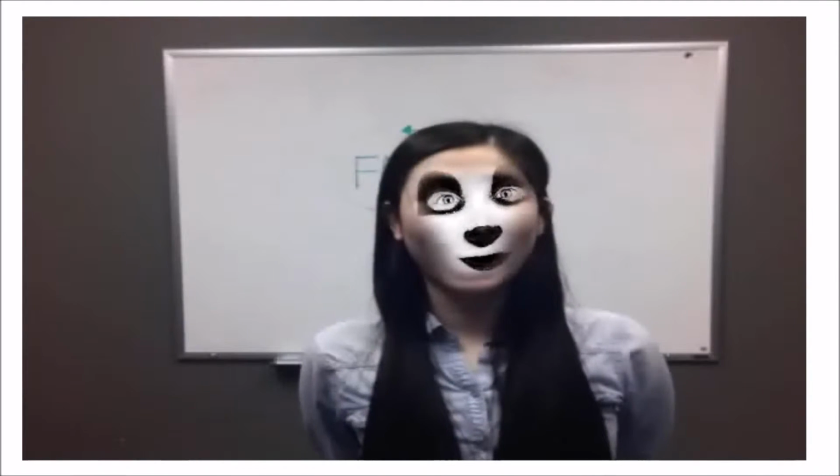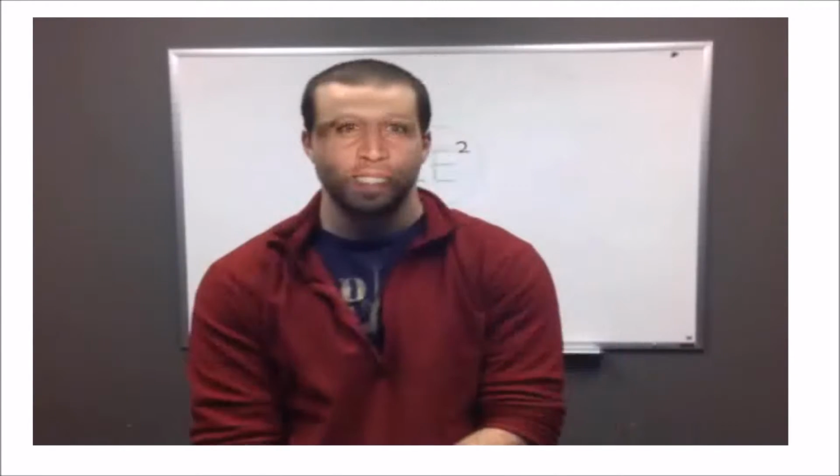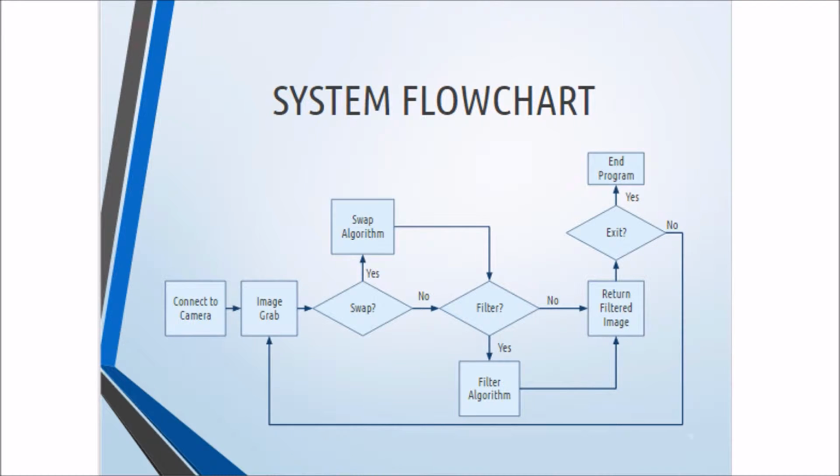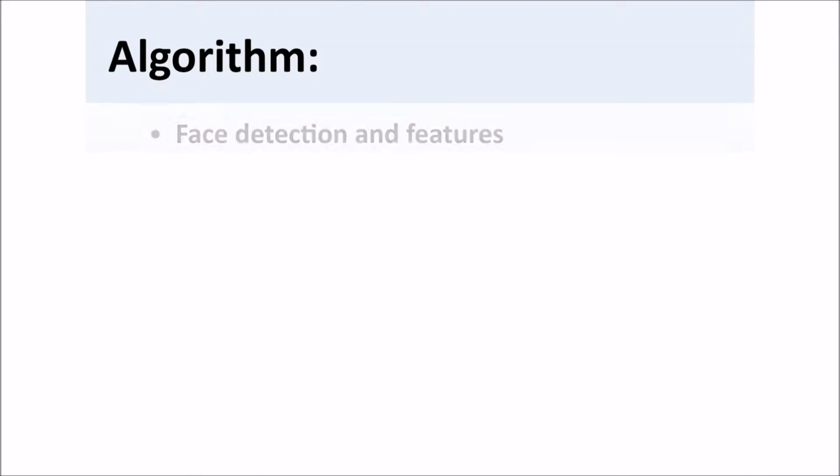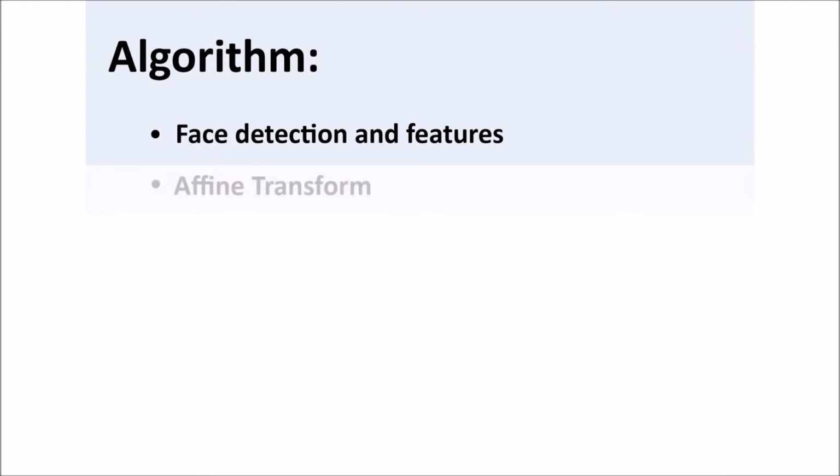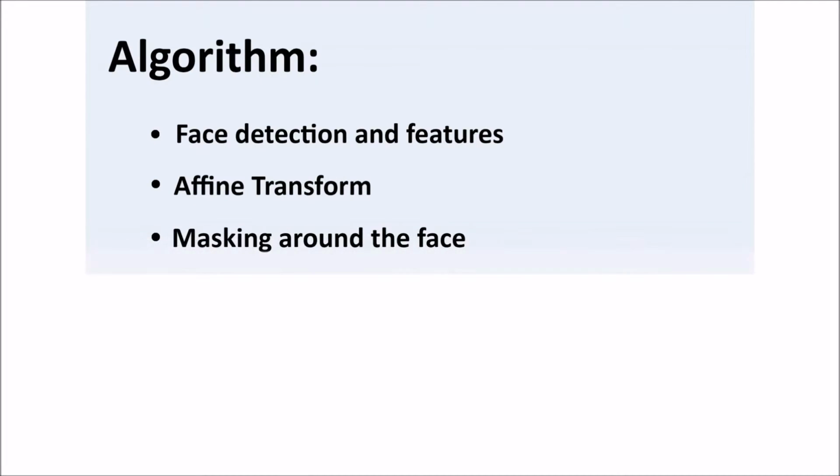In running the code, we have a number of key commands that will call the swap code and various filters, finally returning the processed image and grabbing the next frame, repeating the process until the exit key is pressed. The highlight of our code is the face swapping algorithm, which works by detecting faces and features in a frame, performing an affine transform to move the face, applying a mask around the key points of the face, and finally merging the frame, transformed faces, and masks into the output image.